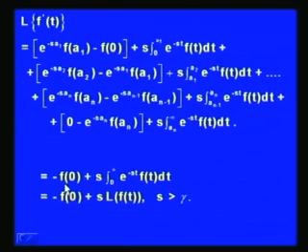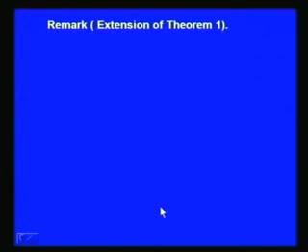So, we get this further equal to minus f 0 plus s times Laplace transform of f t, and thus in the case when f dash t is just piecewise continuous, again we get the Laplace transform of f dash t as s times Laplace transform of the function f t minus f 0, whenever s is greater than gamma.